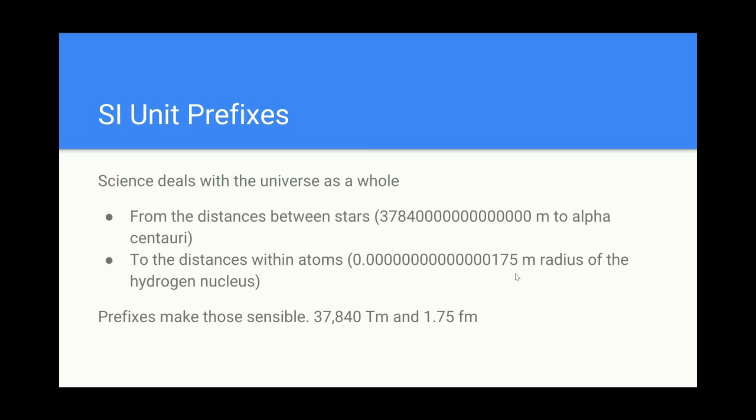We use prefixes to make those numbers a little bit more manageable. Basically, these zeros don't tell us anything, and they're just sort of there to take up space. So we can get rid of them using prefixes. So this great big number becomes 37,840 terameters. This ridiculously tiny number becomes 1.75 femtometers. Okay, all those zeros are now sort of compressed into this tera. The tera tells us that it's a really big number. And this femto, likewise, tells us that this is actually a really small number. And they just make it possible to write these numbers without wasting ink and paper.